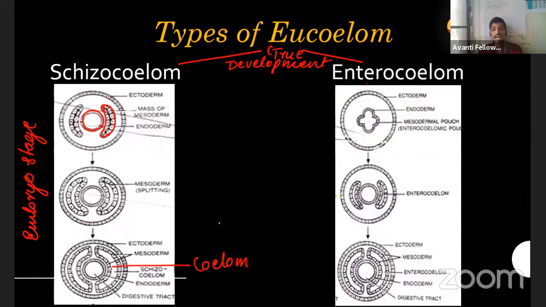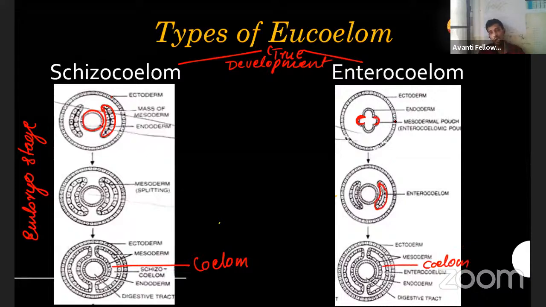Second one is the enterocoelom. How is it formed? Ectoderm will be there, endoderm will be there, but this mesoderm is present like a pouch attached to the endoderm. Later, these will go away from the endoderm and make a pouch. This pouch again expands and produces a coelomic cavity, and that's what we call the enterocoelom.